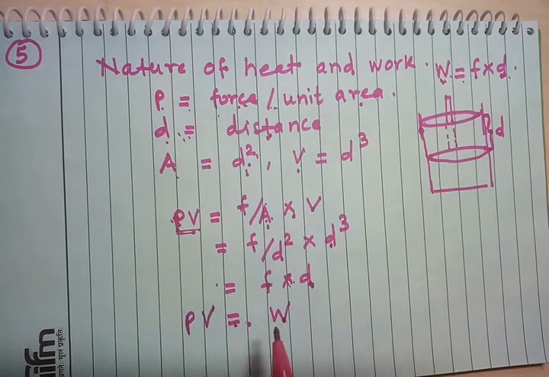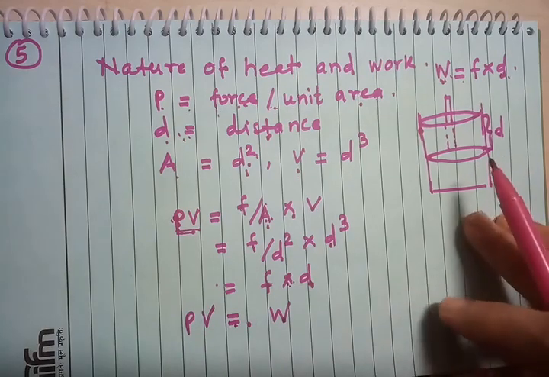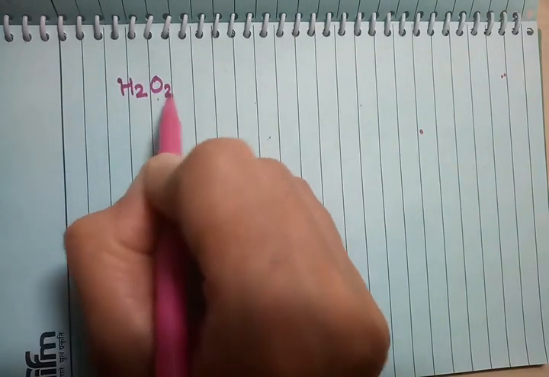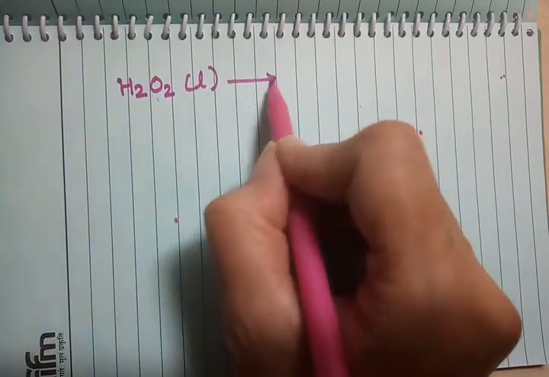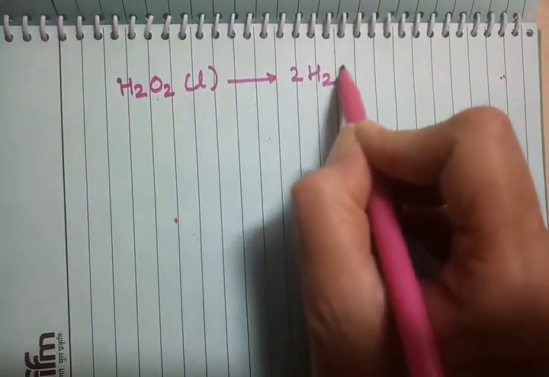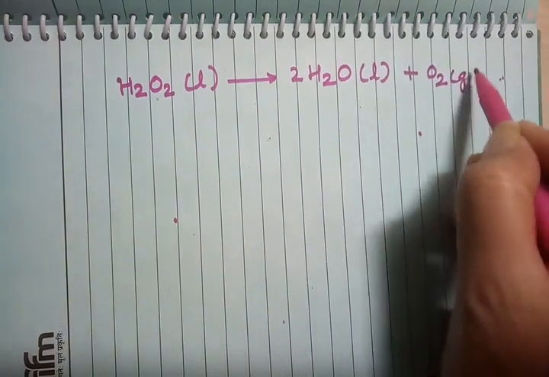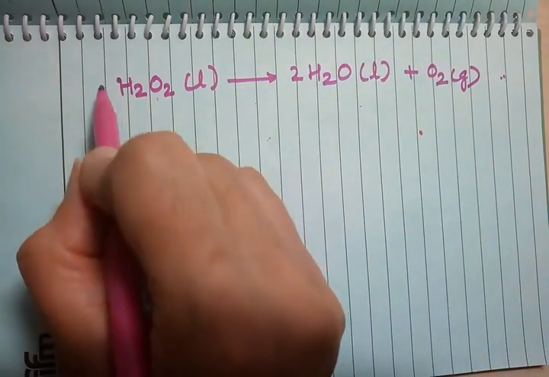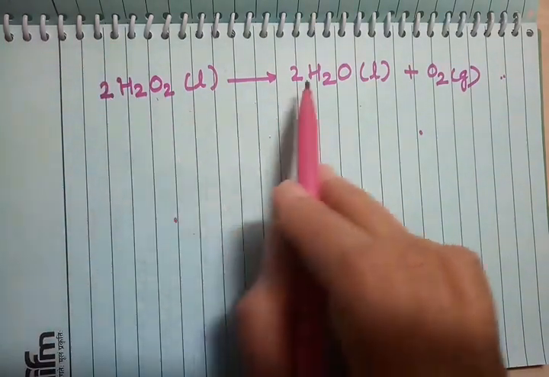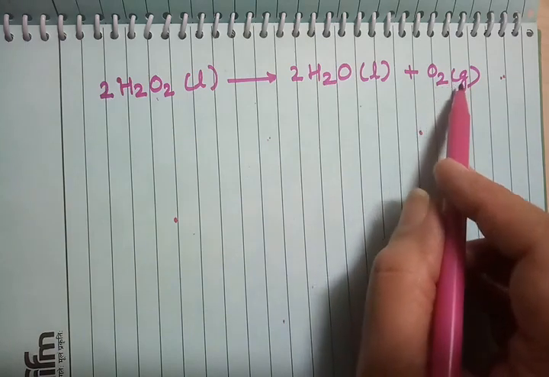Now let us explore PV type of work with a chemical reaction. Some chemical reactions you can easily use for this explanation. Suppose consider a reaction of decomposition of H2O2. H2O2, which is a liquid stored here, decomposes as water and oxygen. In gaseous form it is evolved. If you want to balance the reaction, twice H2O2 gives twice H2O plus O2.